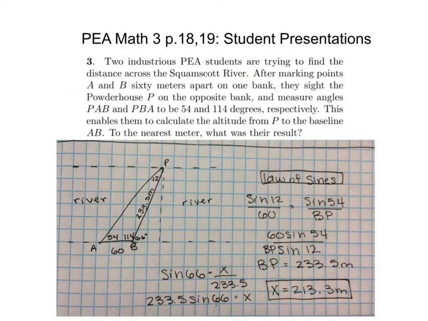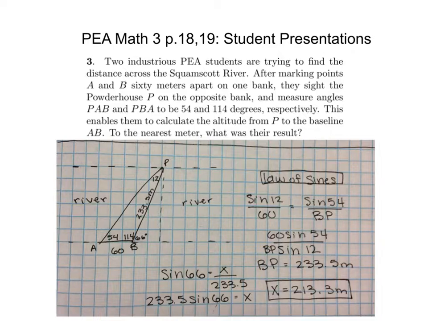So we did page 18, number 3. And so 2 industrious PEA students are trying to find the distance across the Squamsquat River after marking points A and B 60 meters apart, right there. On the bank, they sight the Powderhouse P on the opposite bank and measured angles PAB and PBA to be 54 and 114, right there. And this enables them to calculate the altitude from P to the baseline AB, and to the nearest meter, what was their result?